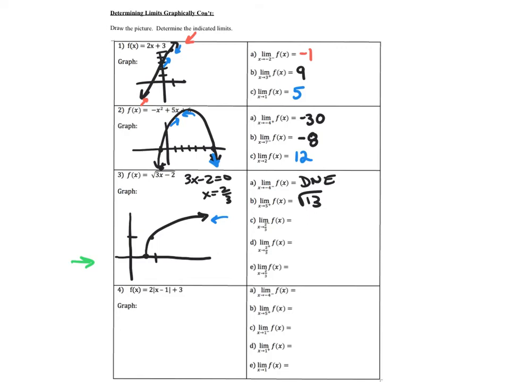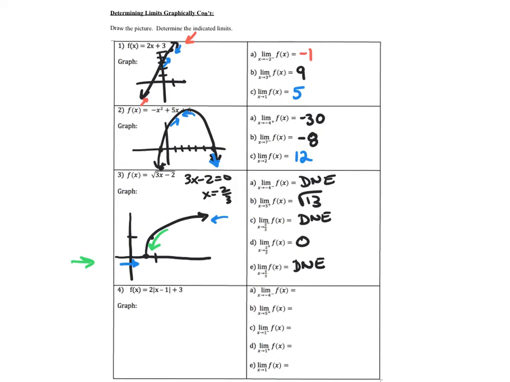Part C asks us for the limit as x approaches 2/3 from the left. So we're looking again from this direction. And there's no function there. There's no graph. So it does not exist. However, if we come from the right, then we see that our f of x or y values are approaching 0. However, because the limit from the left does not equal the limit from the right, the limit as x approaches 2/3 does not exist.